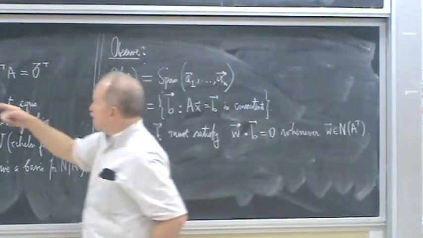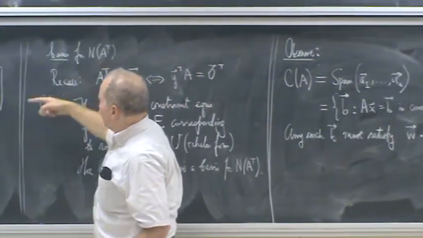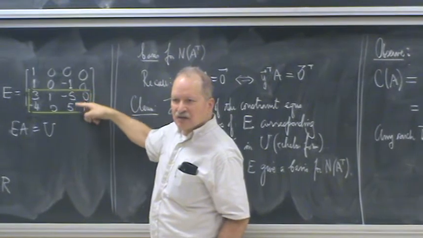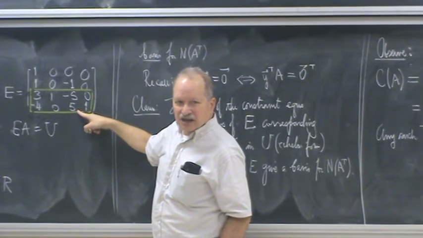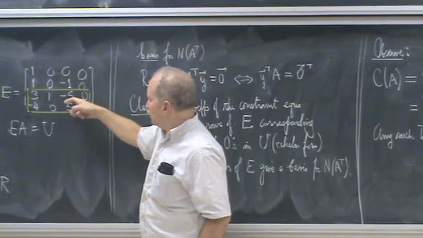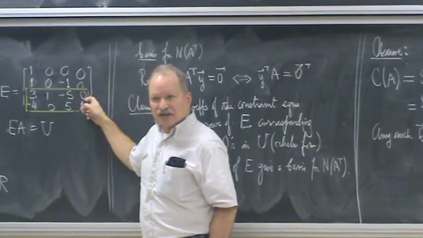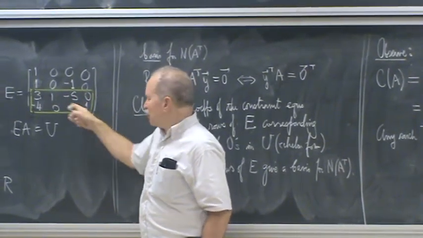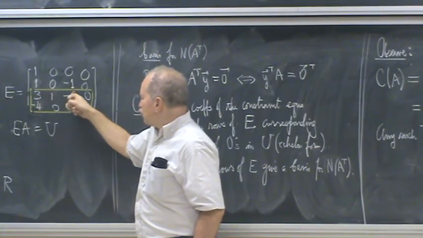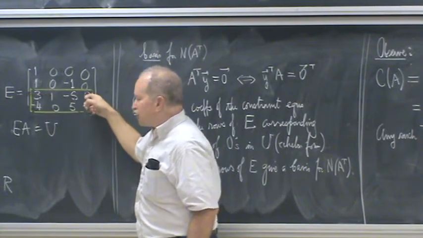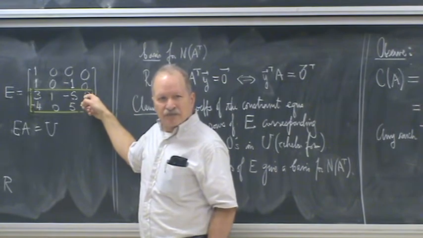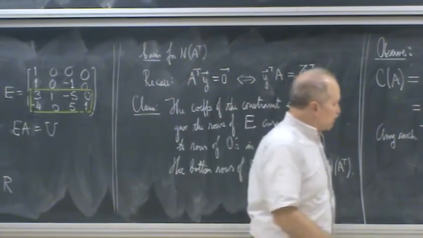The vectors in here are coming from these rows, which is saying that b has to be orthogonal to these vectors. That's what those constraint equations are. When you write down 3b1 plus b2 minus 5b3 is 0, you're saying this vector dotted with b is 0. So in other words, what are we saying here?